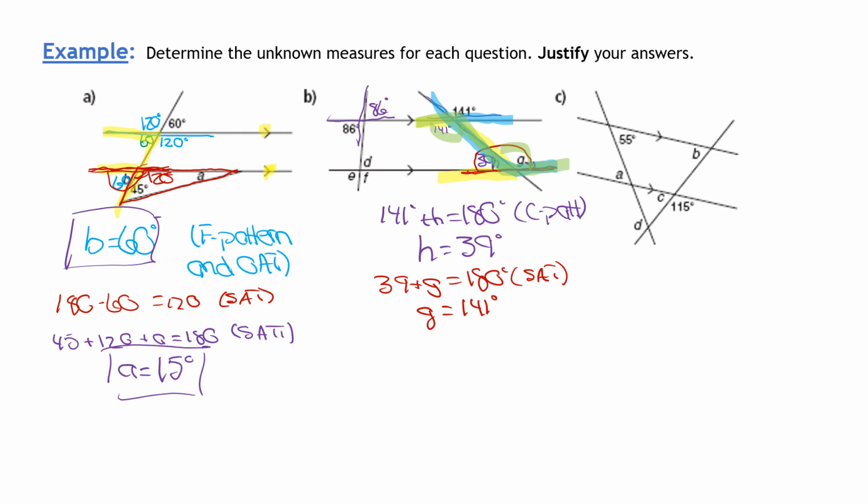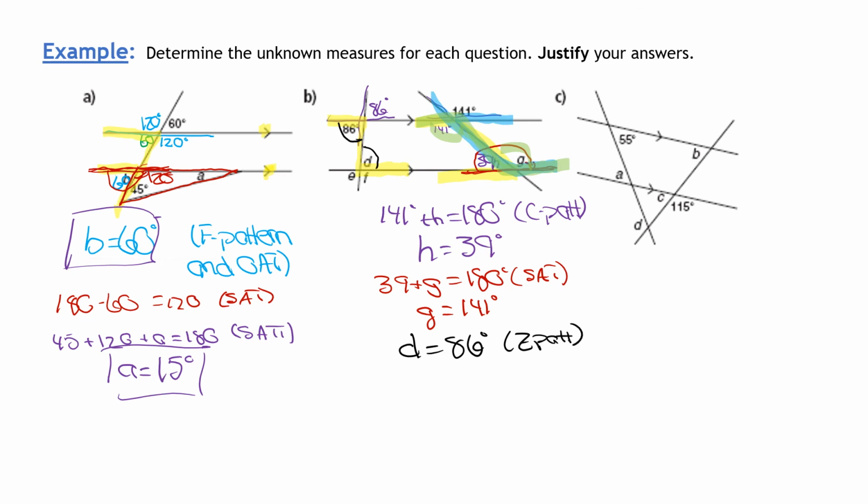So let's go back over to this side. D, okay, D, there's an F pattern there. Do you see the F pattern that will get me D? Or you could use the Z pattern. The Z pattern will also get me D with the 86. Let me put that in, I'll use the Z. Here's the Z. That tells me that the angles tucked in the corners of the Z are equal to each other, so this corner and this corner are equal. That means D is 86 degrees, and that's because of the Z pattern.